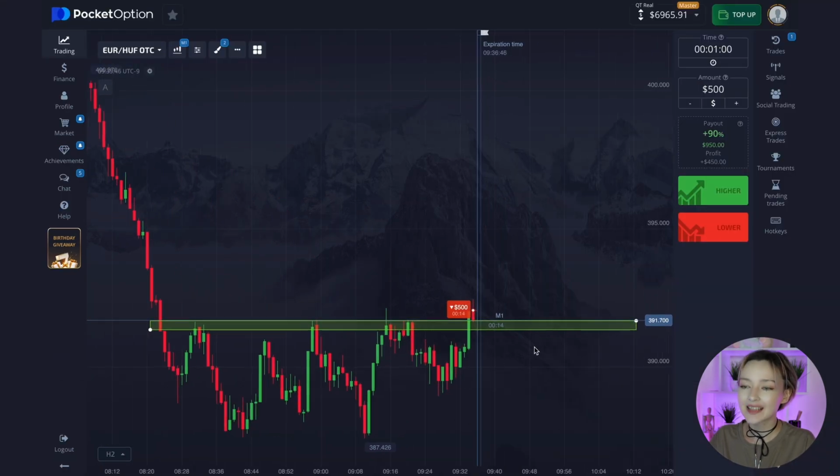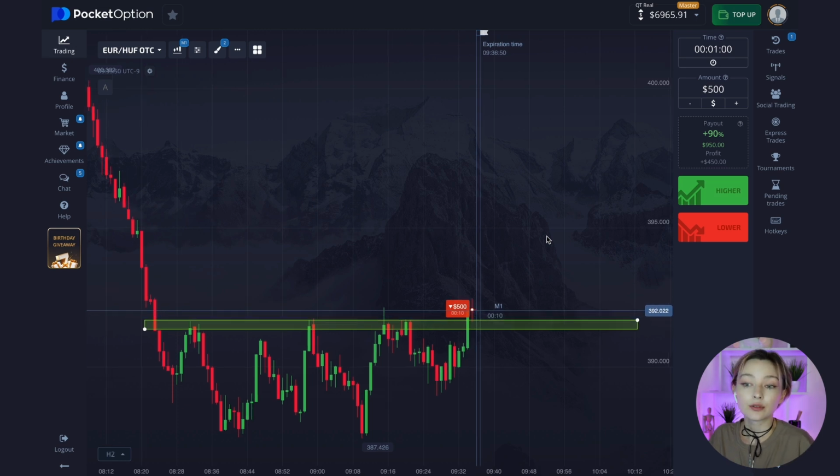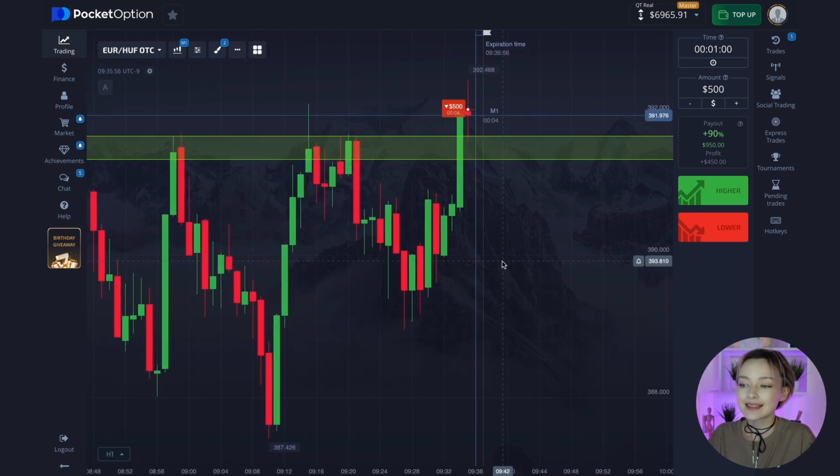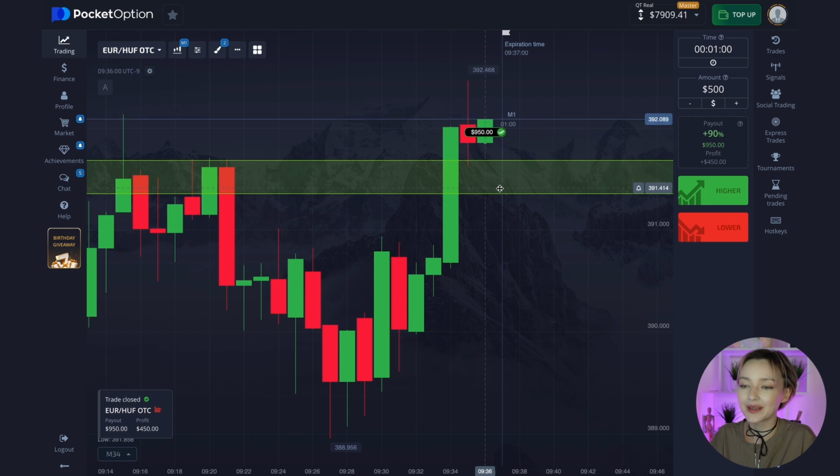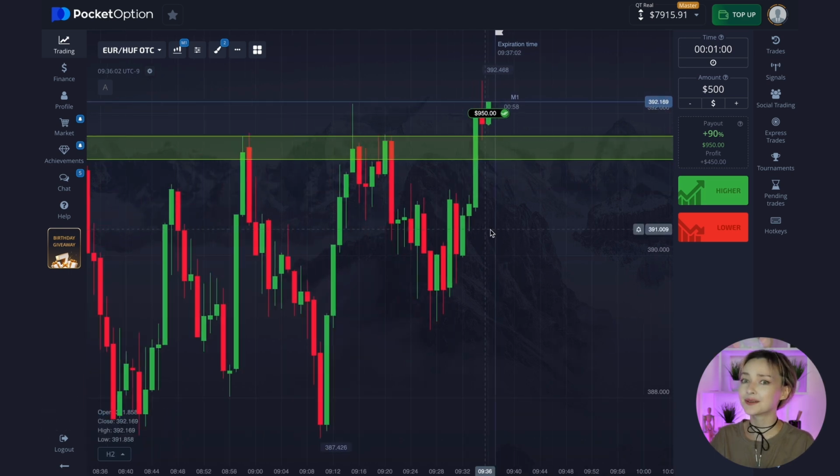Only when the sideways tendency, that being the price going back and forth from one level to another, shifts into some kind of a trend motion. So let's see how the trade closes. We got lucky, it closed incredibly.